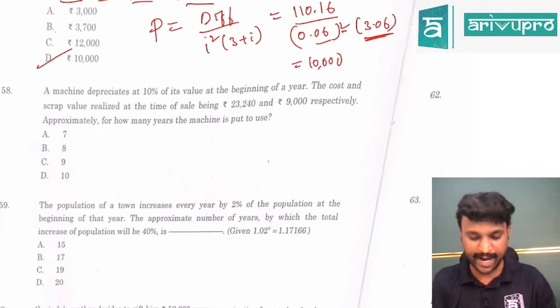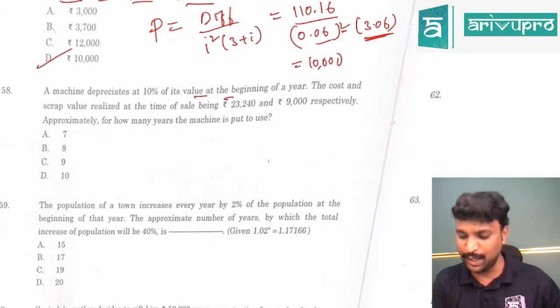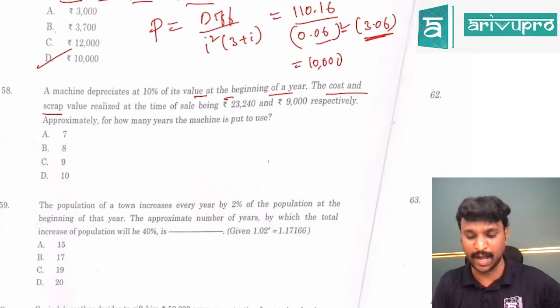Question number 58. A machine depreciates at 10% of its value at the beginning of the year. So that means the rate of depreciation is 10%. The cost and the scrap value realized.